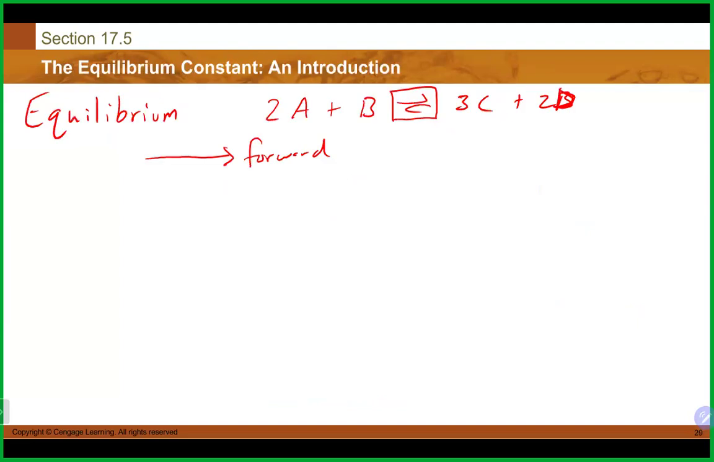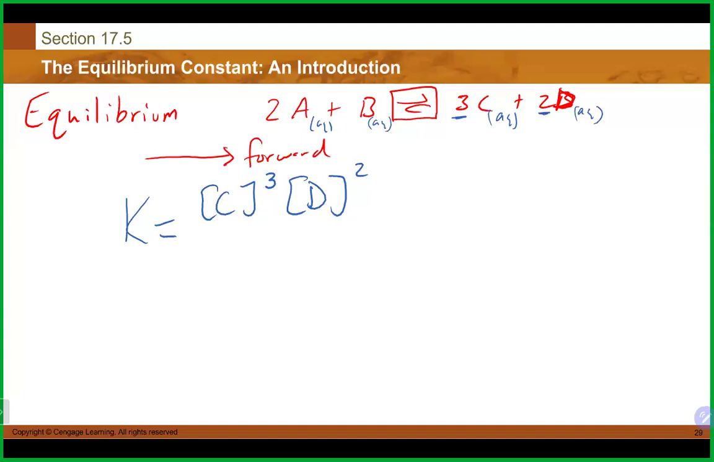All right, so why don't you write the equilibrium expression for this reaction here? Assume they're all aqueous. The expression would be the concentration of C times the concentration of D, which would need to be squared because of the coefficient, divided by the concentration of A, also needing to be squared because of the coefficient, times B in this case. Any questions on that one there?